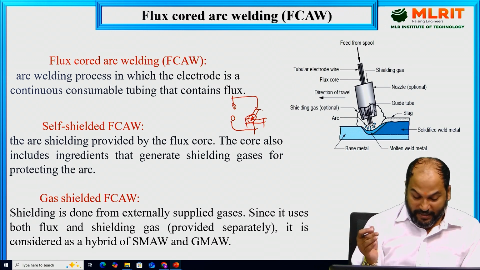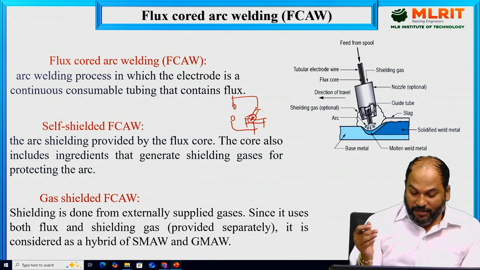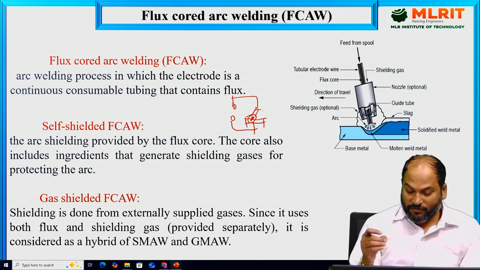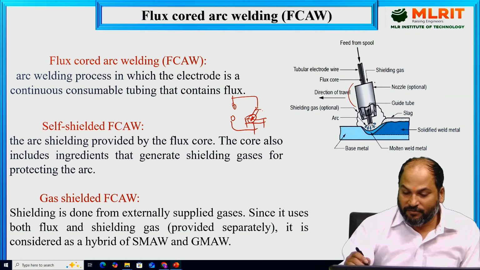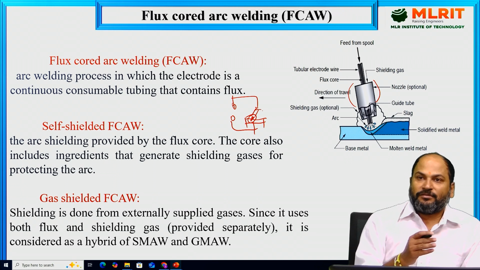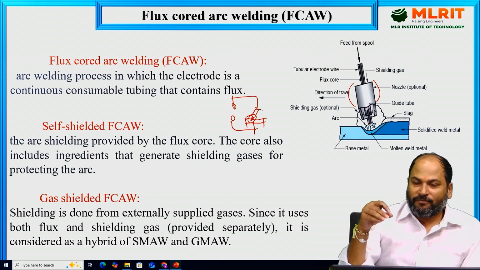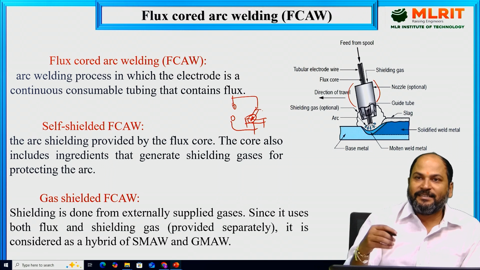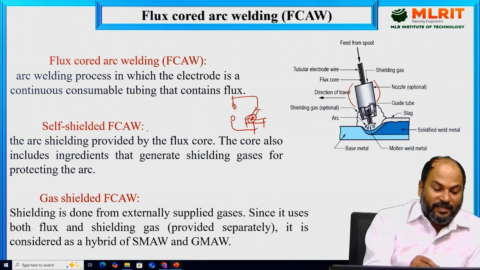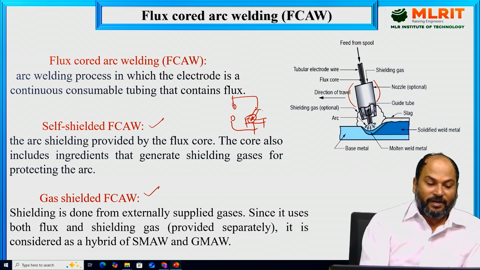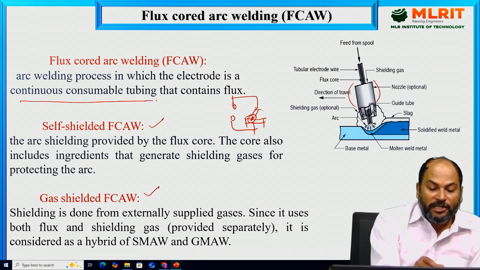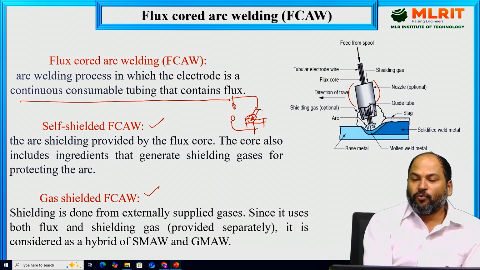So how does it actually work? It is a semi-automatic process and uses a continuous flux-filled wire electrode, continuous and in tubular form. You can see here, this will be in tubular form. So it carries both the electrode with the flux, meaning it is coated, and shielding gases. That's why there are self-shielded flux core arc welding and gas-shielded flux core arc welding. In this arc welding process, the electrode is a continuous consumable tubing that contains flux, so both can be used simultaneously.